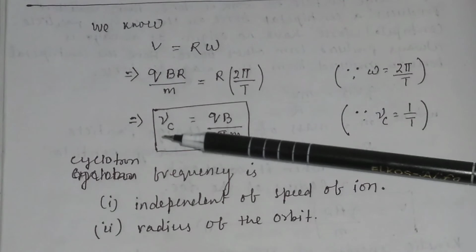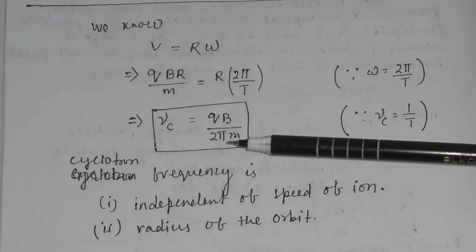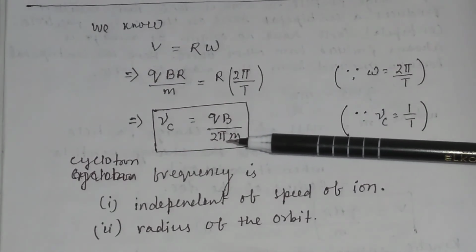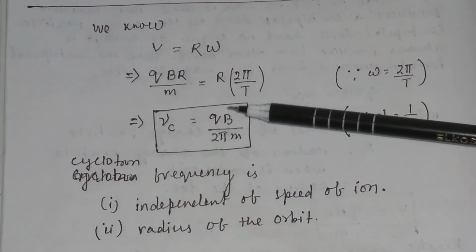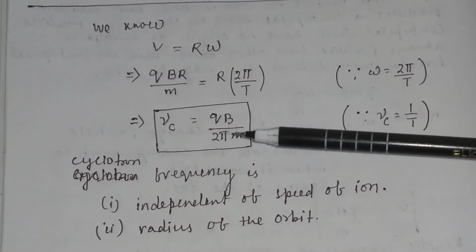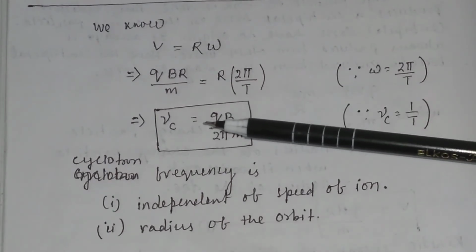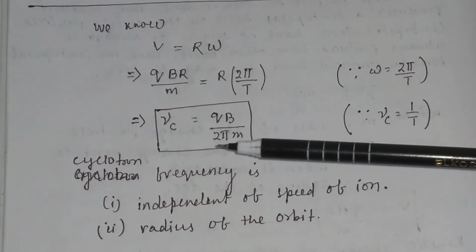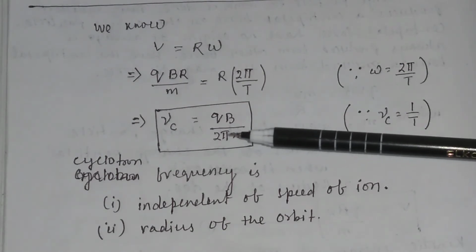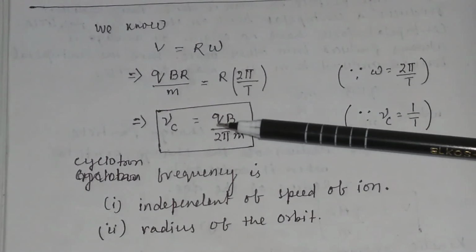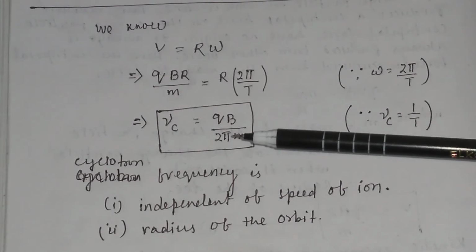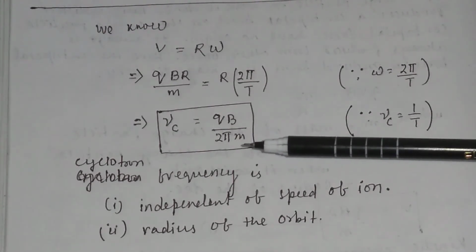So you see from this expression of the frequency of the cyclotron that cyclotron frequency is independent of the speed of the ion. There is no velocity here. So cyclotron frequency is independent of the speed of the ion, and also the cyclotron frequency is independent of the radius of the orbit. There is no r term here. So cyclotron frequency is independent of two things, that is the speed of the ion and the radius of the orbit.